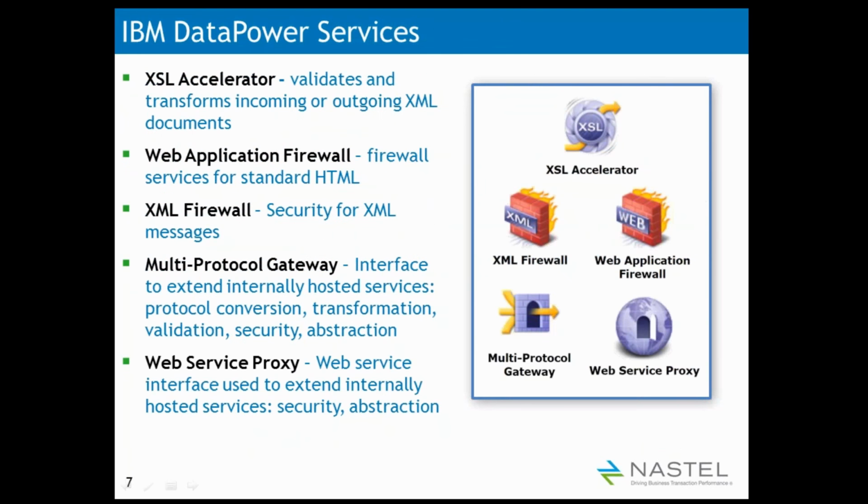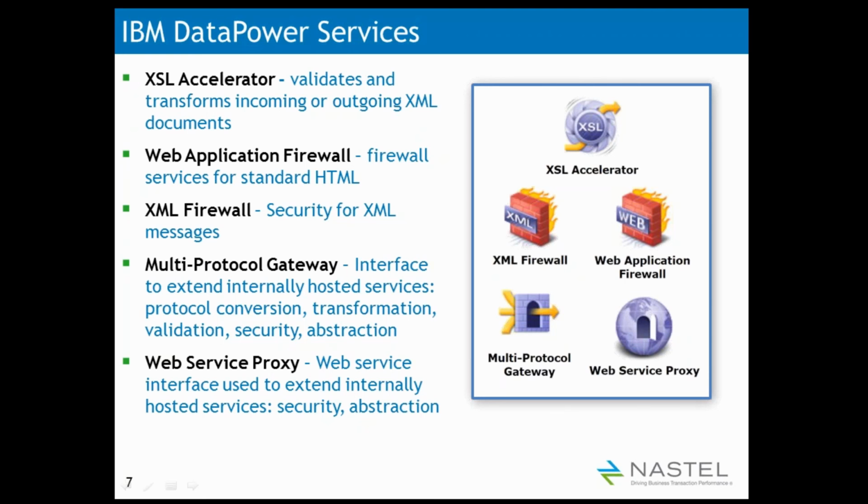just as one example. So there's a number of services that are provided by the IBM DataPower Appliances, and here's just a few examples of these. There's the XSL Accelerator, which validates and transforms XML. One example use case of that would be XML to HTML rendering, where XML is transformed from a back-end service to HTML on a web browser. There's a Web Application Firewall, which offers firewall services for standard HTML. It can be used to enforce security policies on data that flows between browsers and a back-end server. And it can ensure, for example, that specific form fields contain only certain values.